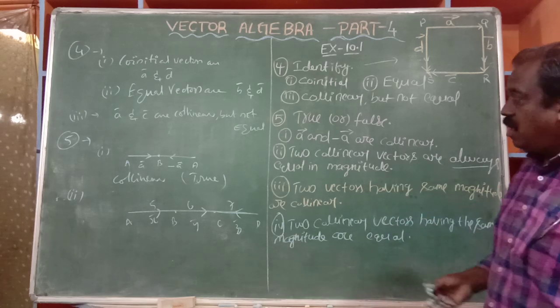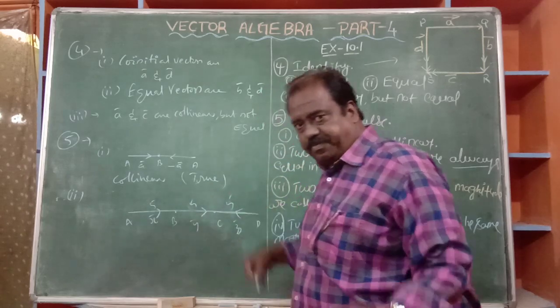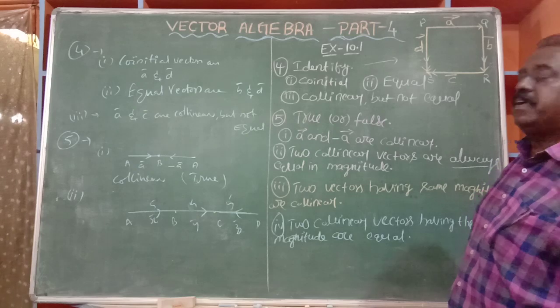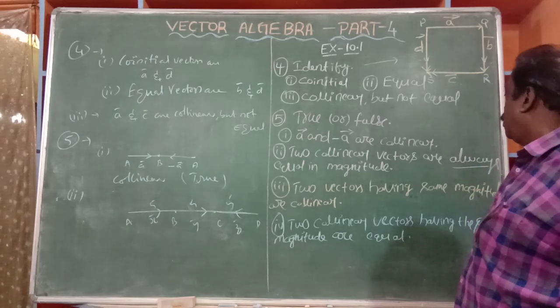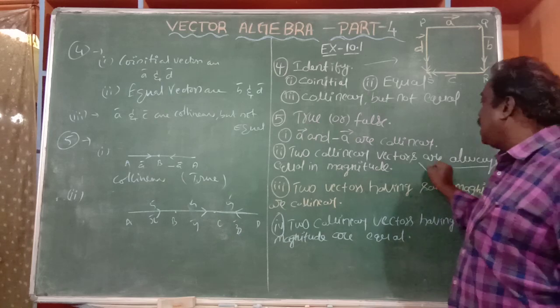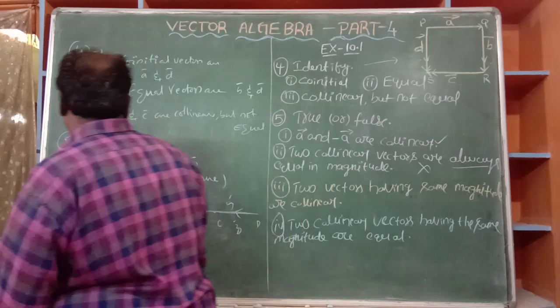They need not be equal. Of course, they may be equal. It may be equal or may not be equal. That is not the question, irrespective of their magnitude. But here it says they are always equal in magnitude, so it is wrong. The first one is correct, so the second one is false.